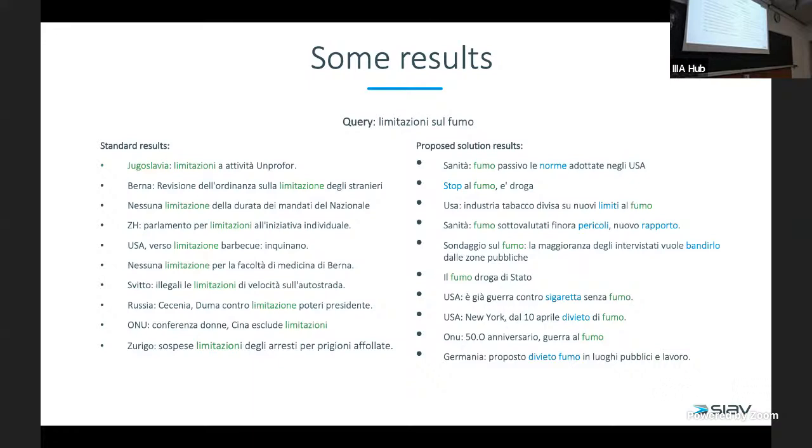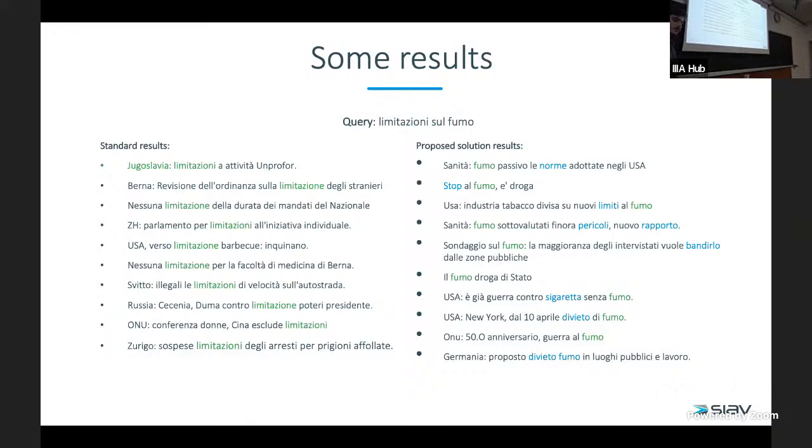And it just so happens that the word limitazioni, on average, has a higher BM25 score associated to it. So what you get with the standard approach is that all of the results are matching the word limitazioni, but none of them is about the concept of smoke, cigarettes, etc. So pretty much no result at all is relevant from the perspective of a user searching for limitations on smoke.